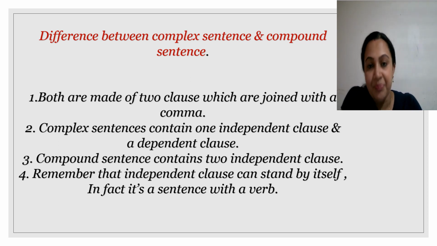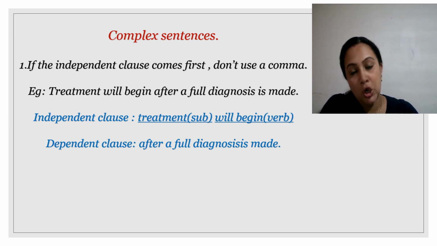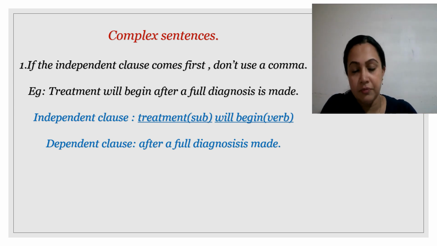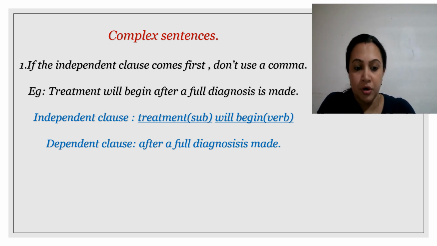Now we can see when to use a comma when you are writing a complex sentence. If the independent clause comes first, you don't need to use a comma. You can see the example on the screen.